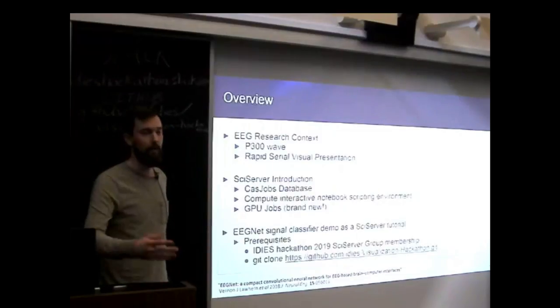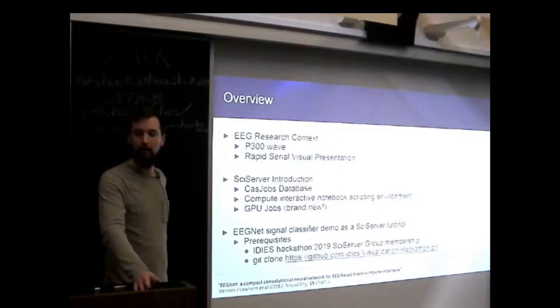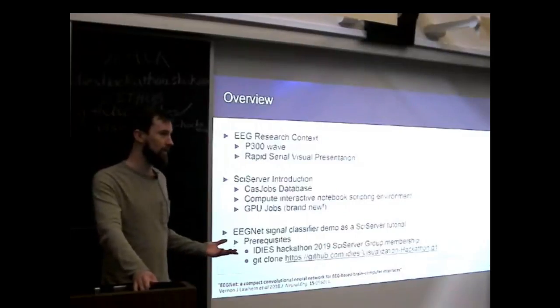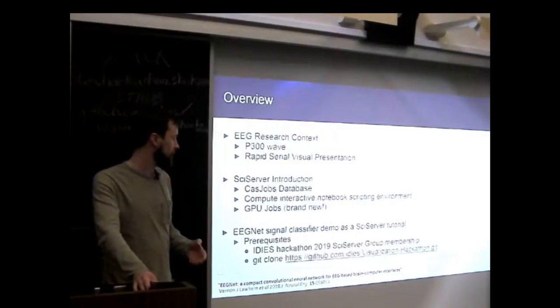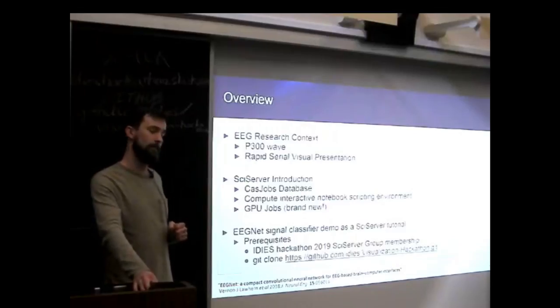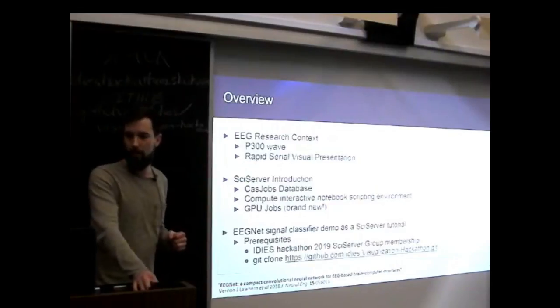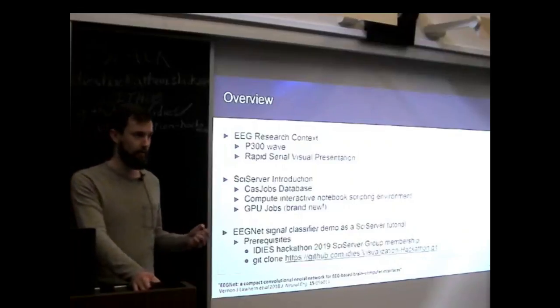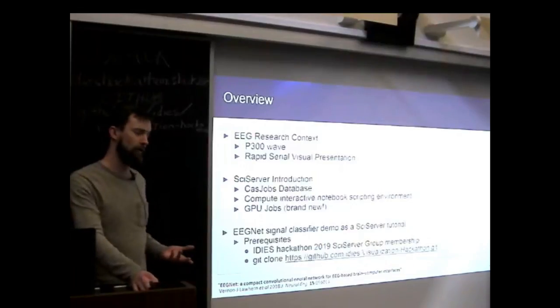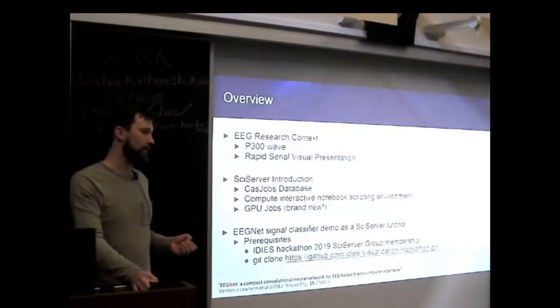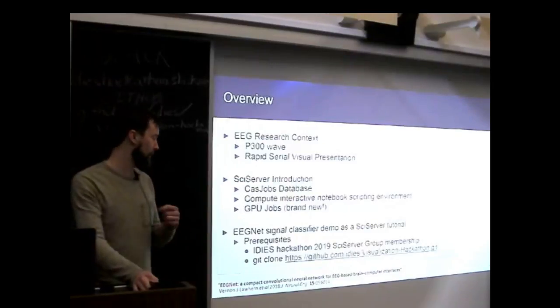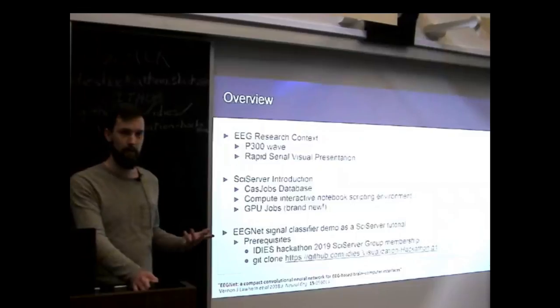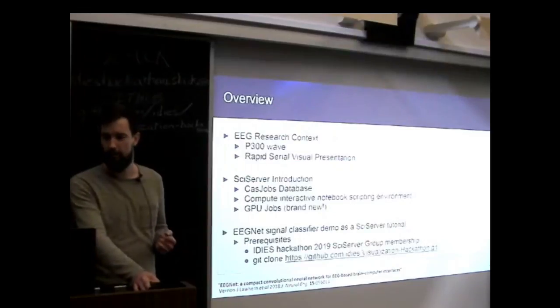So I have a signal classifier demo that I'll get to later that if you guys would like to run alongside me and try out some of the SciServer features, this code's available for you guys to run alongside me. The prerequisites for that is that you need to be a member of the IDIES Hackathon 2019 group. I think most of you are already part of that group. If not, we can sort that out right now. I'll bring up the group membership page, and if anyone's not a member, we can get them in there.